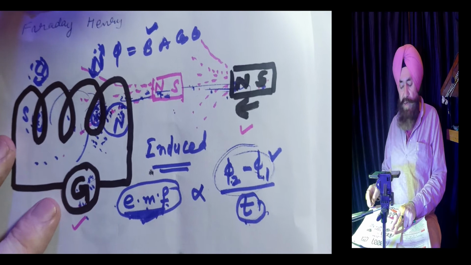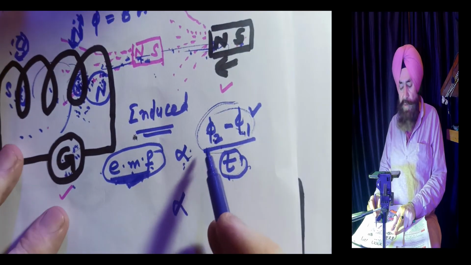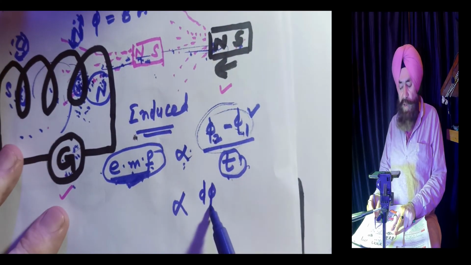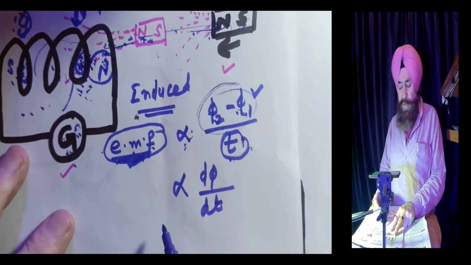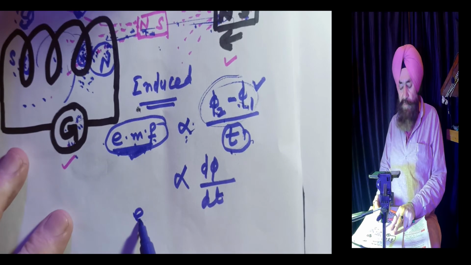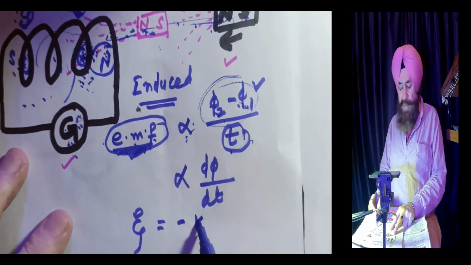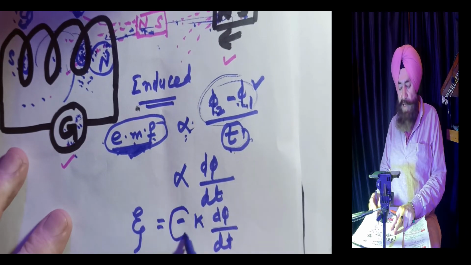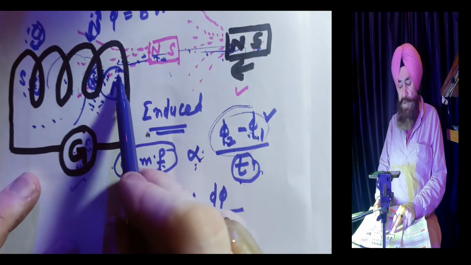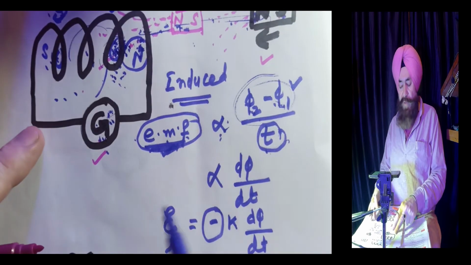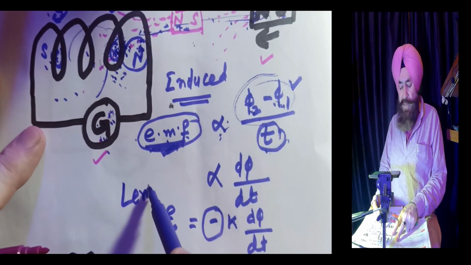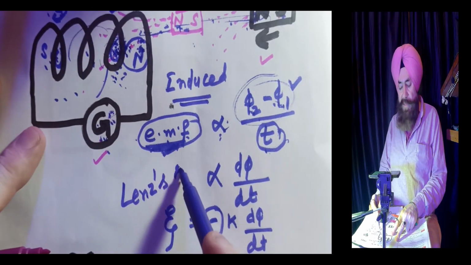This is again important to remember. So this is proportional to d phi upon dt. So induced EMF is minus some constant times d phi by dt. Why the minus sign? Because induced EMF opposes the motion of the magnet. And it is called Lenz's rule.